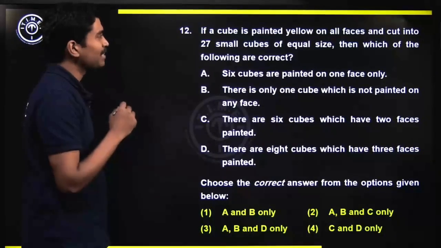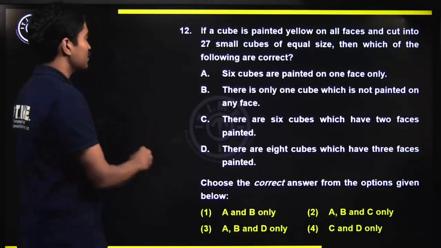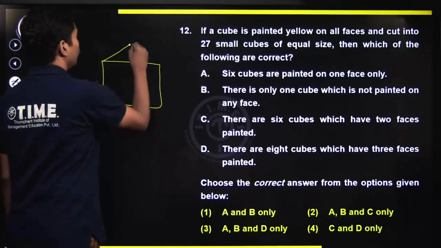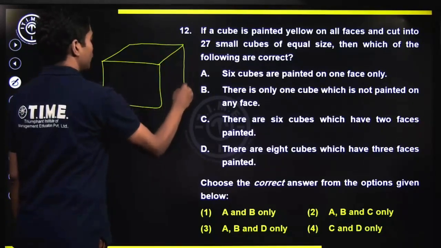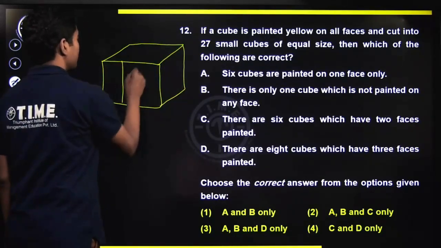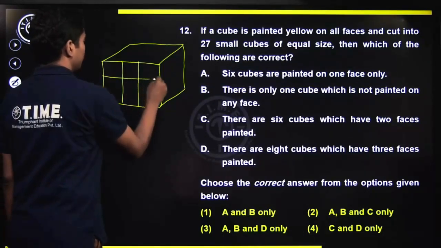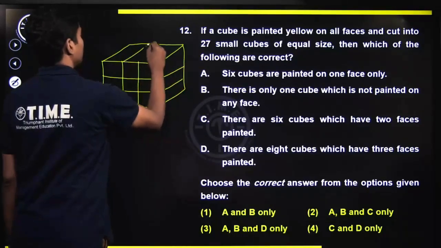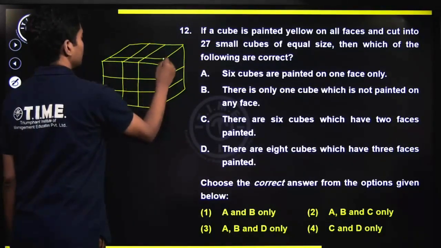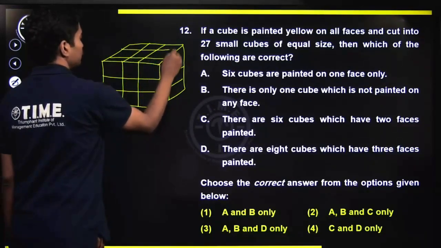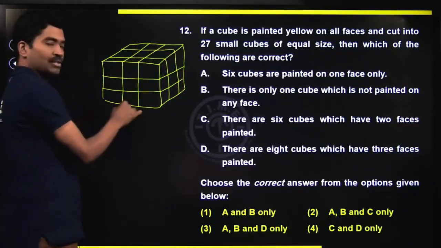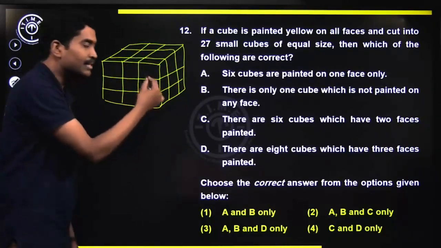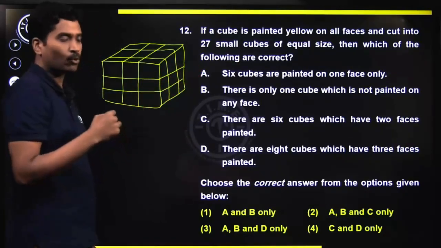If a cube is painted yellow on all faces and cut into 27 small cubes of equal size, alright, we have a cube cut into 27 cubes of equal size. So we see that we made 2 cuts on the front face, 2 cuts horizontally and 2 cuts vertically. We got 1, 2, 3, 4, 5, 6, 7, 8, 9. Similarly, we got 9 in each layer, 27 total cubes.